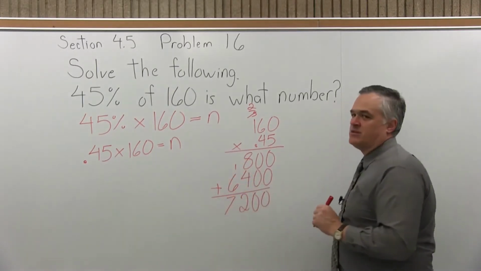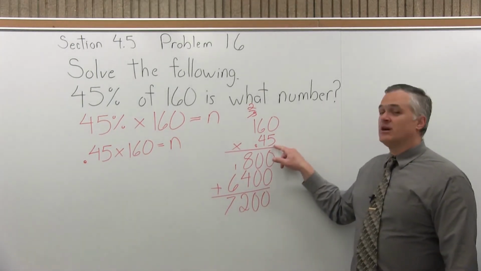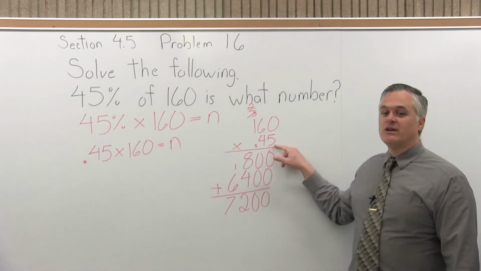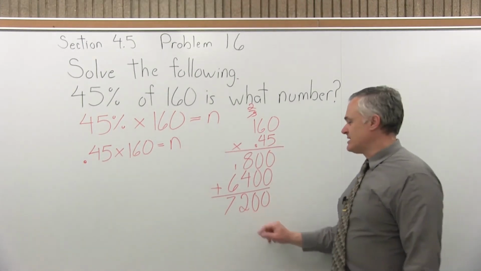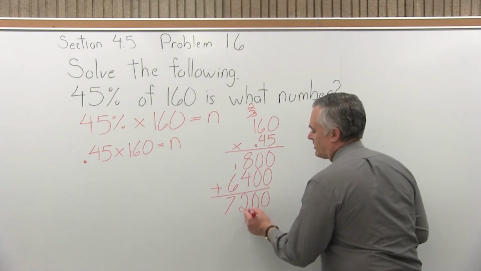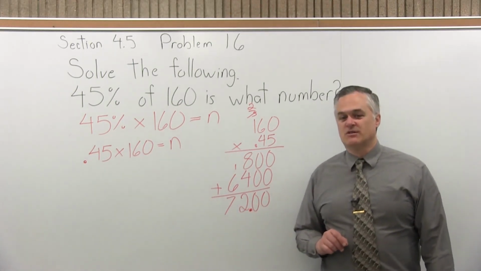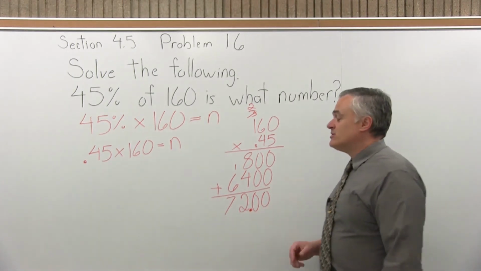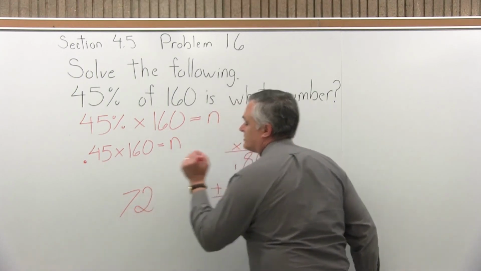So I have 7200. But we have to put the decimal in. In the question, there are 2 positions to the right of the decimal. In the answer, there must be 2 to the right of the decimal. So my decimal point would go between the 2 and the first 0, 72.00. And where they're both zeros, you don't really have to include the zeros. You could say that the answer is just 72.